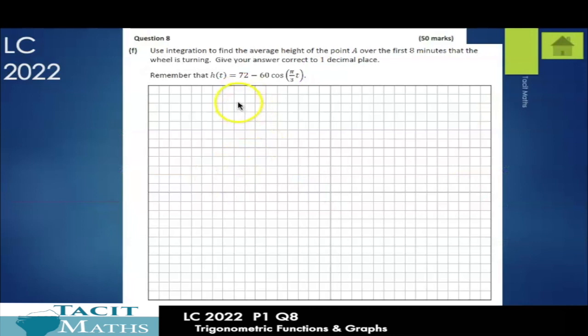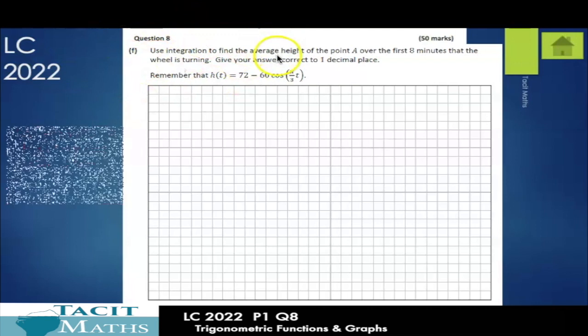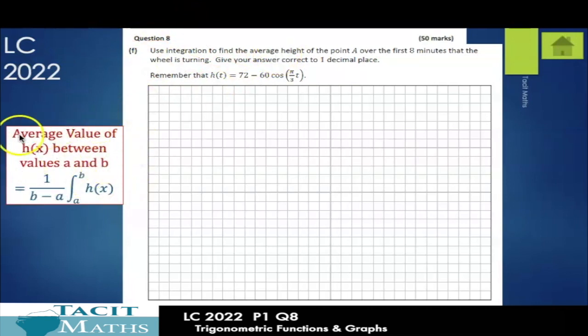Now, finally then, they give you a big clue here. Sometimes they won't tell you that it's integration. They could just say, find the average value over the first 8 minutes. But they tell you it's integration. And there's only 2, maybe 3 applications of integration that you need to be aware of. And one of them is average height, which is this. Most people got that.